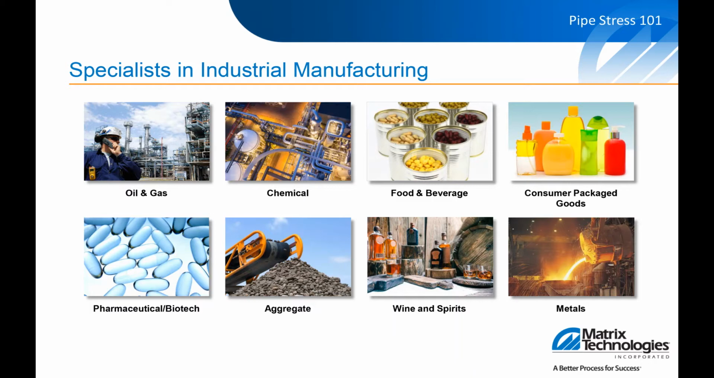A little bit about the industries that we serve. So, pipe stress analysis, it's primarily focused in oil and gas, chemical, and steam, anywhere you see steam. So food and beverage, wine and spirits, that type of thing. A little bit of pharmaceutical and biotech. But just to give you a glance at who we are, we also service packaged goods, metals, aggregates. Next slide, please, Chris. Thank you.